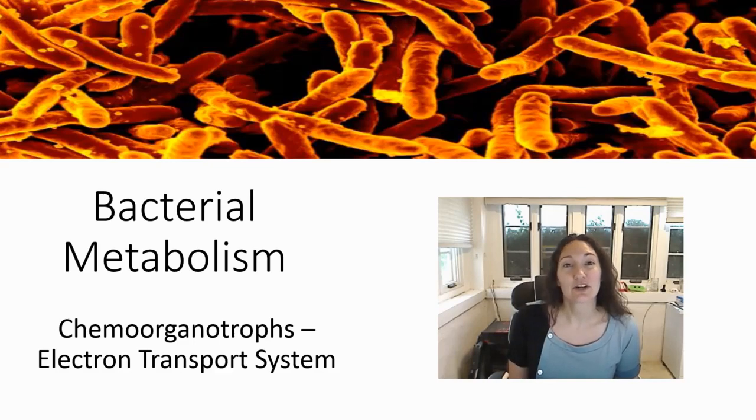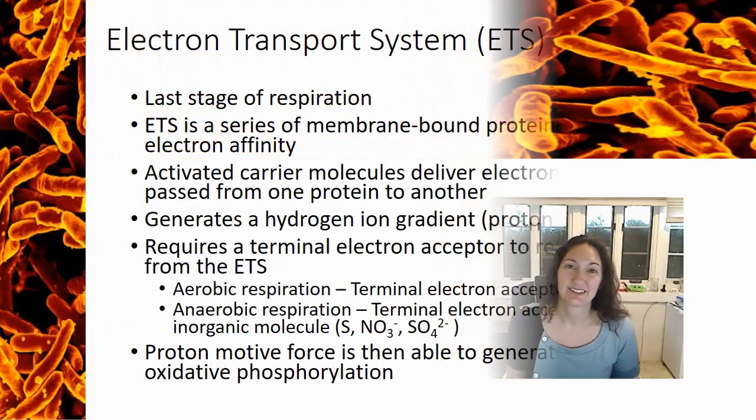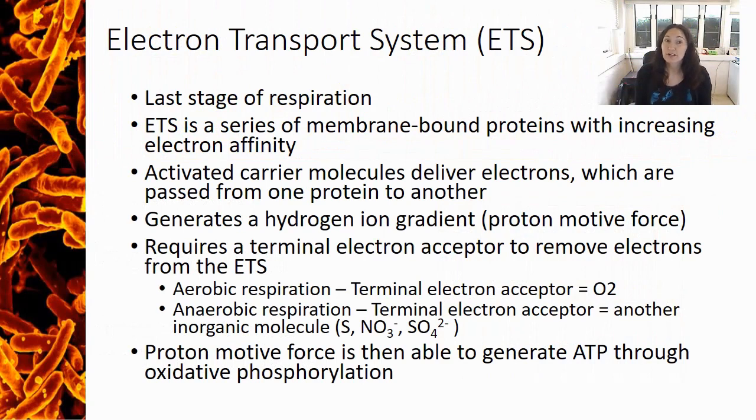So let's take a look at how electron transport systems actually function. The electron transport chain, or electron transport system, is the last stage of respiration. It consists of a series of membrane-bound proteins that all have an increasing affinity for electrons as you go down the chain. This means that each protein in the chain actually wants to bind the electrons a little bit more than the protein that was before it. So it's going to steal the electrons from it and pass the electrons from one protein to another. As these electrons get passed, they're going to release a little bit of energy, and that energy is going to power the transport of hydrogen ions out of the cell.